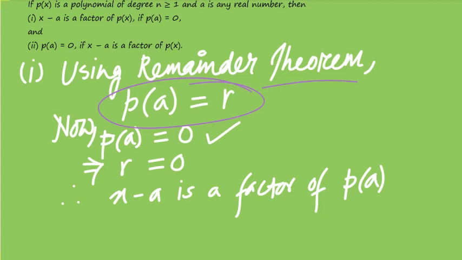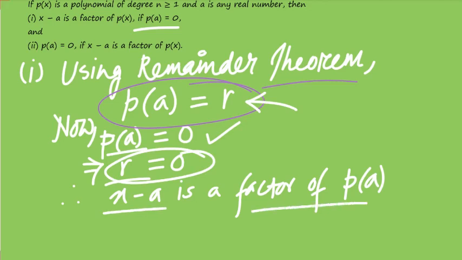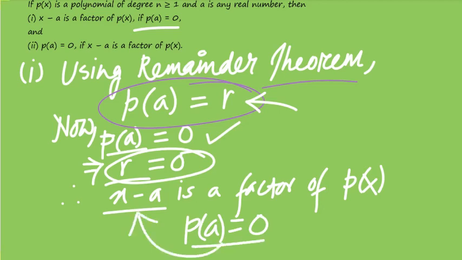If p(a) is 0, so we can replace this p(a) with r from this equation. That means the remainder is 0, and if the remainder is 0, then the divisor should be a factor of the dividend. Here I have written a again, it should be x, of the dividend p(x), right? That is your remainder theorem. Just vice versa, if this is a factor, then your p(a) will be equal to 0, and if p(a) is 0, then x minus a is a factor. That's it.